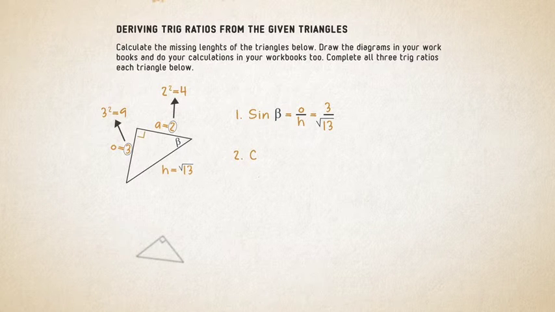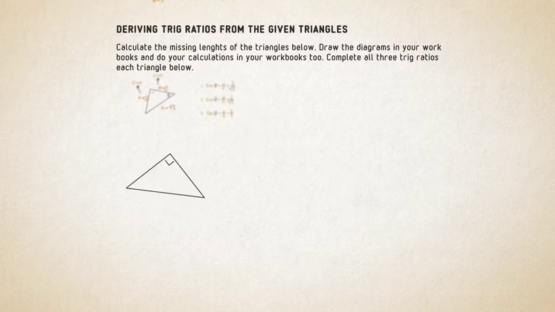Cos beta would be adjacent over hypotenuse, which would be 2 over the square root of 13. And then you're done with cos. And lastly, we need to do tan beta. And tan is always opposite over adjacent. So we would get 3 over 2. And then we are done with our third triangle. So it's the same steps every single time. Label your triangle correctly, then substitute the sides of that triangle correctly into each individual trig ratio, and then you're done.